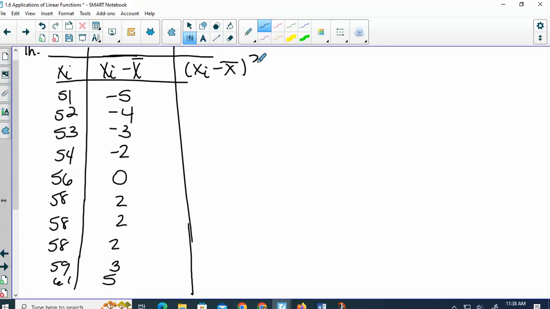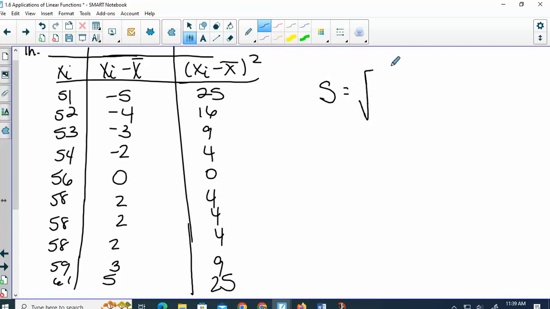And then you do each of those squared. Okay, 25, 16, 9, 4, 0, 4, 4, 4, 9, 25. All right, grab your formula sheet. Really, everything you have to do is on the formula sheet, but you have to know how to read that sheet and use those formulas. So for standard deviation, this is a sample I told you, and it says the square root of the sum of x sub i minus x bar squared divided by n minus 1.